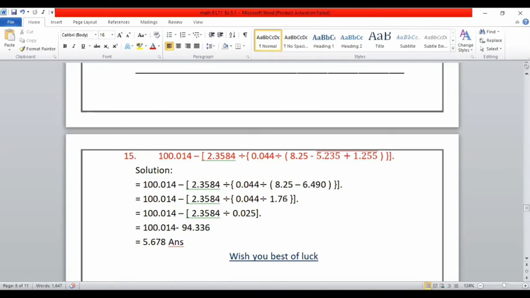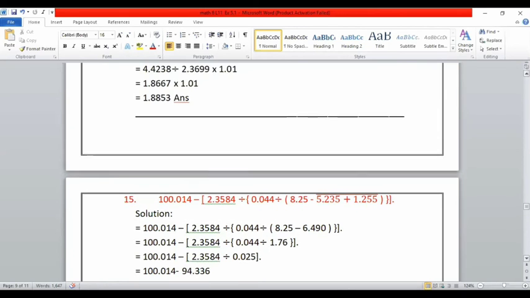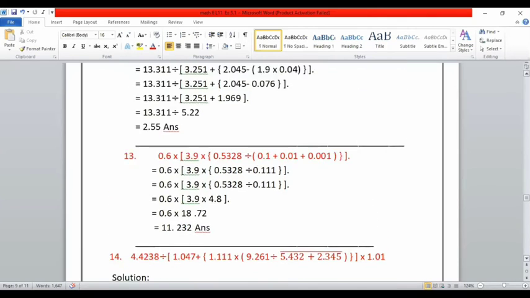We have now the curly bracket. After division of 0.44 by 1.75, you will get 0.025, and again the curly bracket will be removed, and again you will divide this value by 0.25, and we will get 94.366. Then in the last you subtract 94 from 100.0414, and the answer will be 5.678. So dear student, this was the last question.